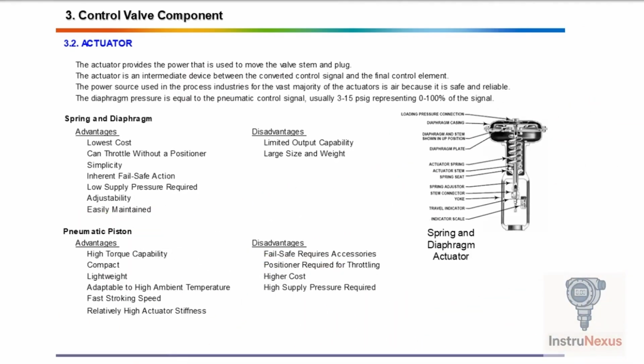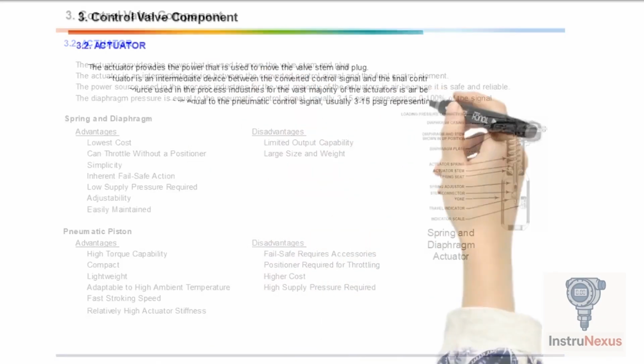Let's break down the advantages and disadvantages of two common actuator types: pneumatic diaphragm actuators and pneumatic piston actuators. Pneumatic diaphragm actuators advantages: lowest cost solution, capable of throttling even without a positioner, simple design, inherent fail-safe action, operates on low supply pressure, easily adjustable, easy to maintain. Disadvantages: limited output force capability, bulkier and heavier compared to other types.